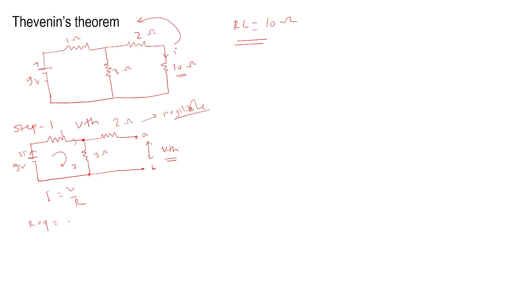Now R equivalent. So 1 ohm and 3 ohm are connected in series. So 1 plus 3 is equal to 4 ohm. R equivalent किती आलेला आहे? 4. आता या R equivalent मधून आपल्याला काय करायचं बघा, I is equal to V divided by R equivalent. So I is equal to 9 divided by 4. So करंट किती आला? 9 divided by 4, 2.25 amperes.